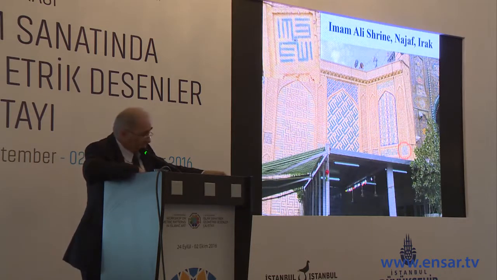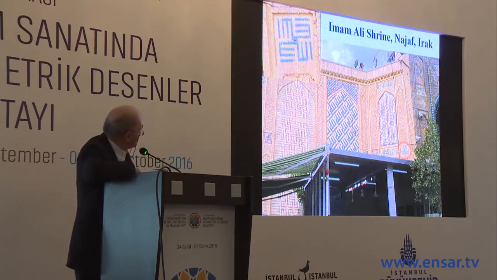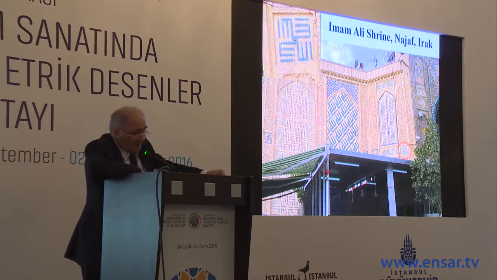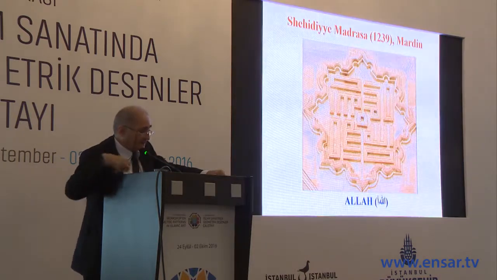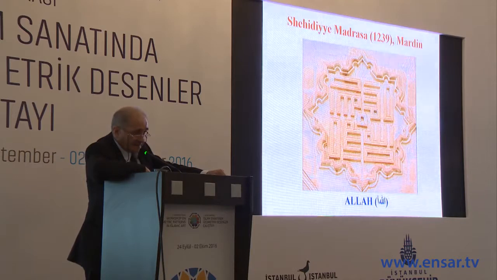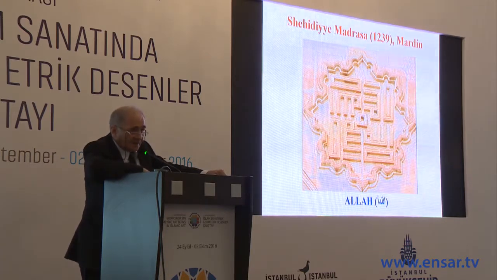There are widespread examples of 4-fold axis pyramid square rosettes for our side names. First of all, I want to show 4 Allah words, 4-fold axis formed on the outer wall of Imam Ali Shrine in Najaf. You can see. And the Shahidiya Madrasa in Mardin. Here is four Allah name, four writings of name of Allah.